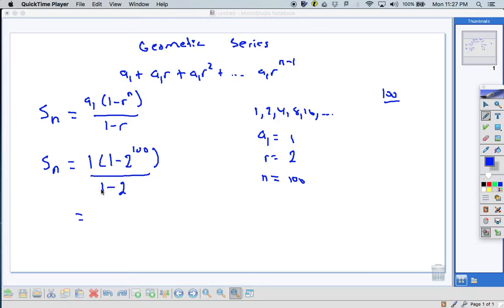Keep in mind when you have more than one thing on the bottom, you need parentheses around it. As a matter of fact, it's generally a good idea to put parentheses around the whole thing in the top if you're not 100% sure that it's going to already do that. But I'm going to show you how to do it by hand just in case.